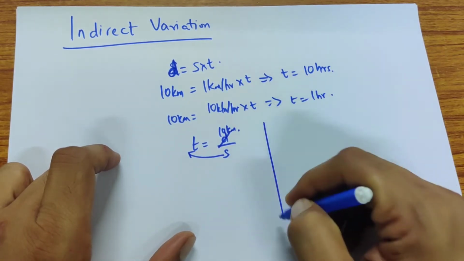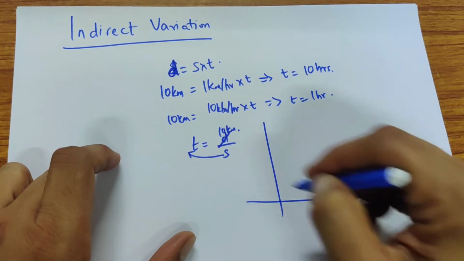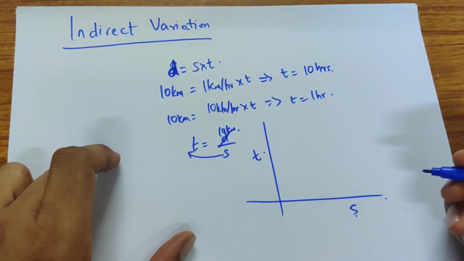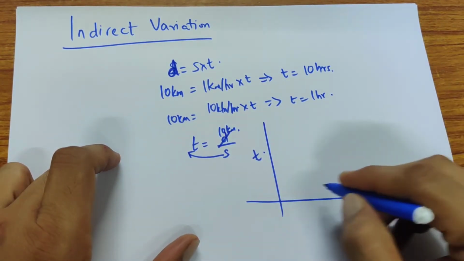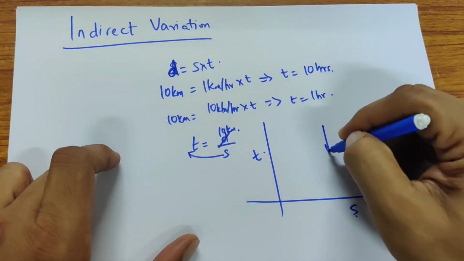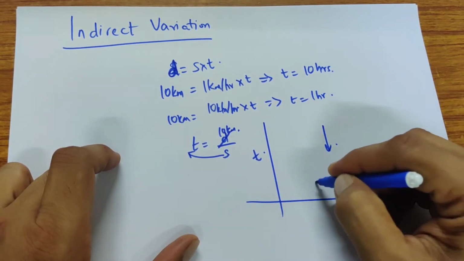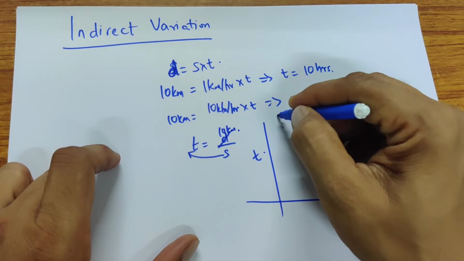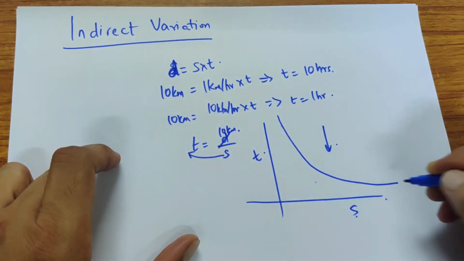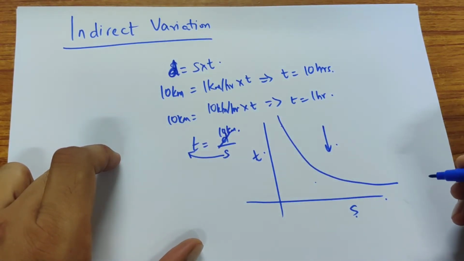So if you thought about it in terms of S versus T, then as the S increases, the T will keep decreasing, right? And as the S becomes smaller and smaller, the T keeps increasing. So the curve looks like that. You have to remember that the product is constant. ST, the product, is constant.